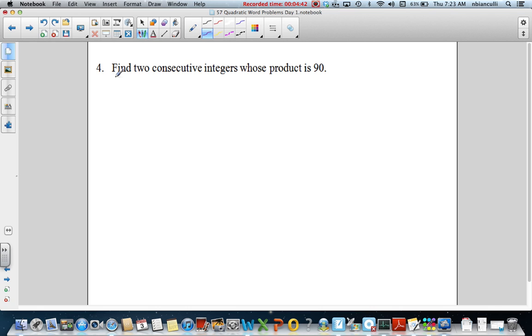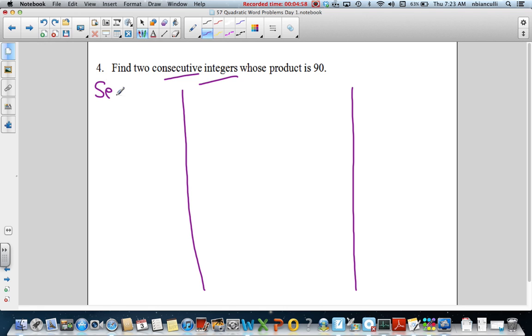Alright, we are on to finding two consecutive integers. So now we have two consecutive integers whose product is 90. And since this is a word problem, we're going to separate our paper into 3 columns, like so. The first column is for the setup. But the setup is easy. Consecutive integers, and we have two of them. So you always let x be the first consecutive integer. My abbreviation for consecutive integer is CI. And x plus 1 will be the second consecutive integer.